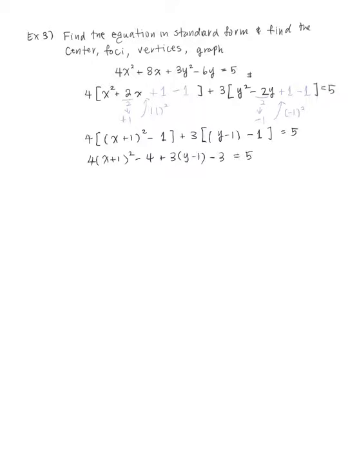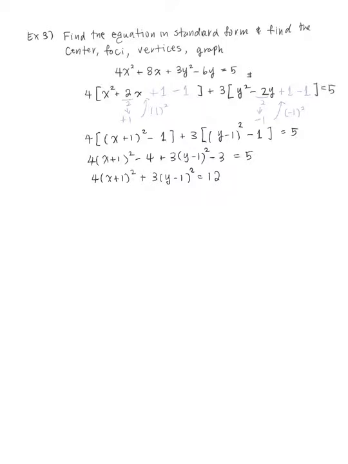So now let's bring all the constant terms to the other side. So then what we're going to get is what? 4 times x plus 1 squared plus 3 times y minus 1. Why did I forget the squared? Sorry. There you go, squared. And then what? So this is going to be 5 plus 4 plus 3, 12.